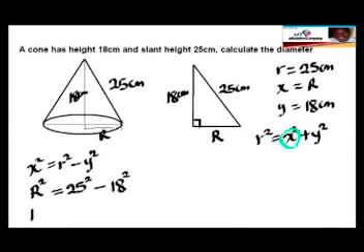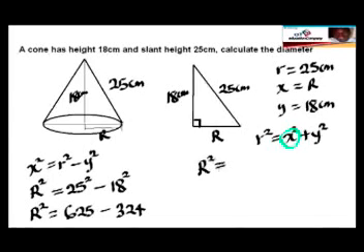So here I'm going to have x square is equal to, my 25 square will give me, if I punch my calculator, 625 minus 18 square, which is 324. So at the end of the day, I'm having x square is equal to, when I subtract 324 from 625, I'll be left with 301. So that will be 301. Now x square is equal to 301.